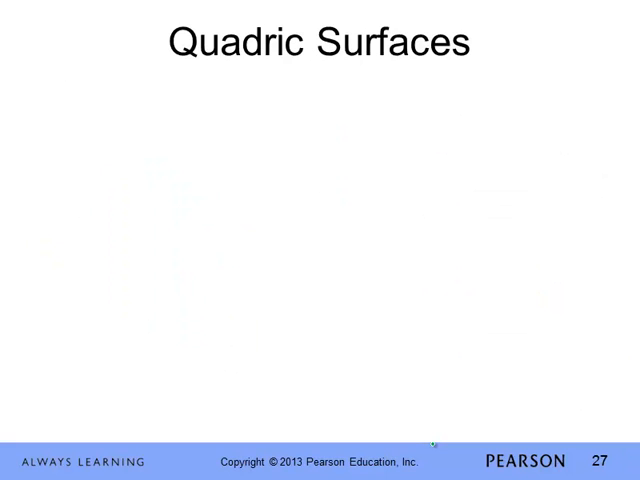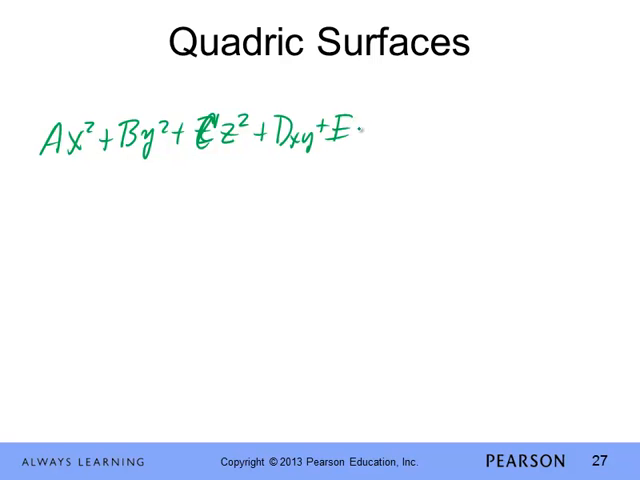And hold on, let me go back. So if you take a look on page 866, at least for the equation, whenever you could write it in the form of ax squared plus by squared plus cz squared, plus dxy plus exz plus fyz plus gx plus hy plus iz plus some constant j.